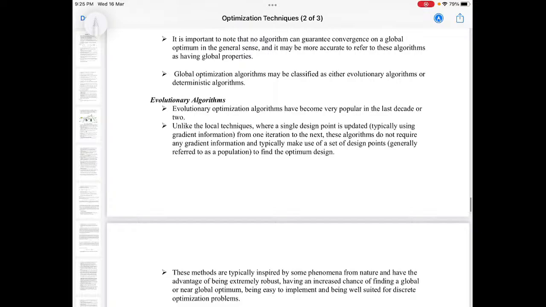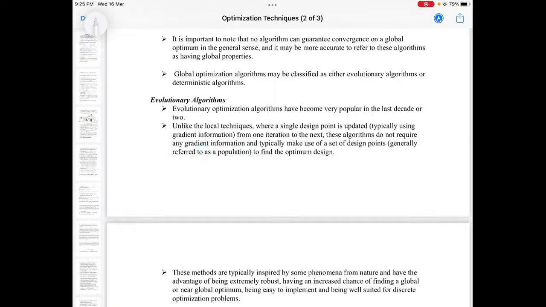Evolutionary optimization algorithms have become very popular in the last decade or two. Unlike the local technique, where a single design point is updated, typically using gradient information from one iteration to the next, these algorithms do not require any gradient information and typically make use of a set of design points, generally referred to as a population, to find the optimum design.